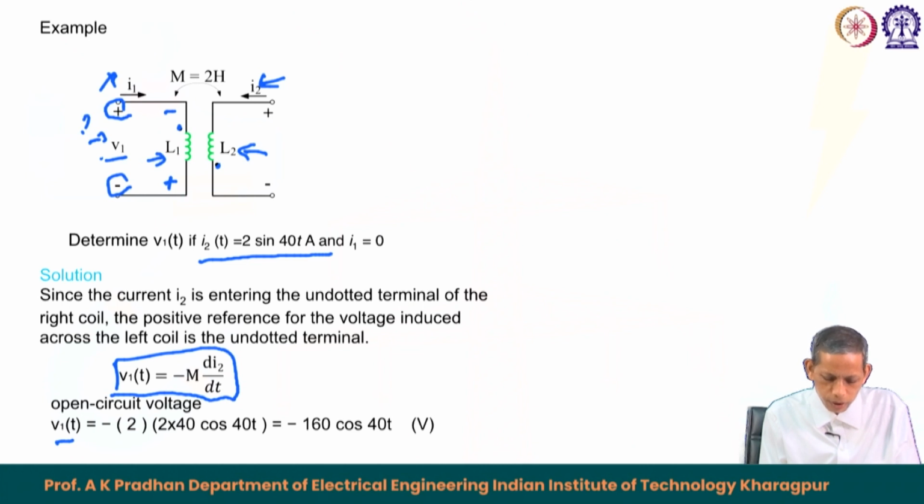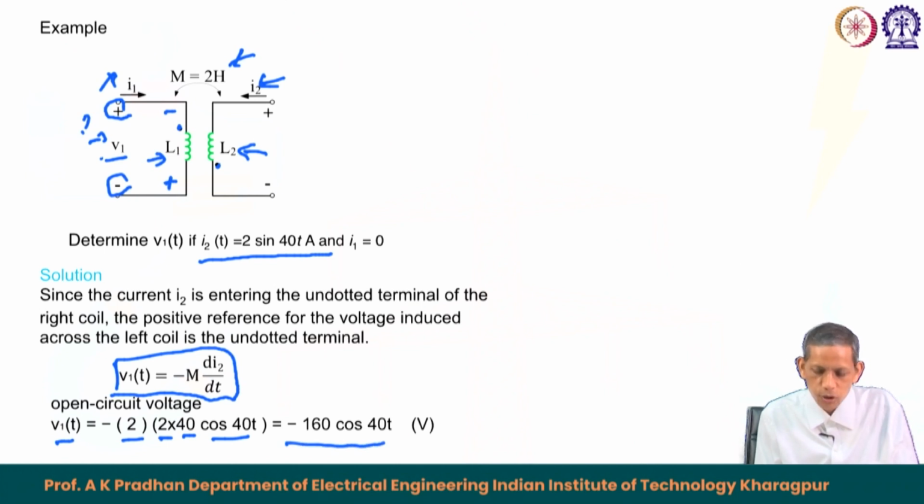M is 2 henry in this case. So, we got M to be 2, and the derivative of I2(t) becomes 80 cos 40t. That gives us the corresponding value to be minus 160 cos 40t. So, this will be the voltage developed in the first coil for this case. And why did we get this minus? Because of the dot convention, for the voltage developed in the first coil when the second coil is energized with a current like this.